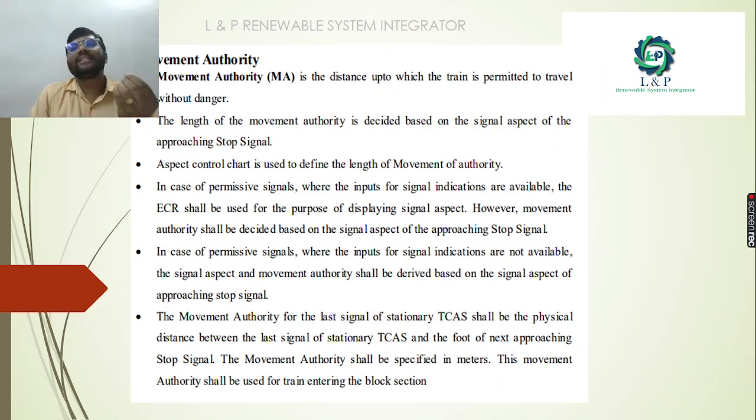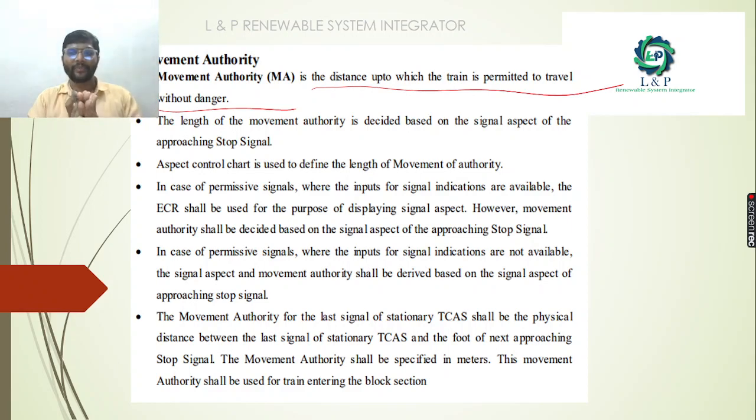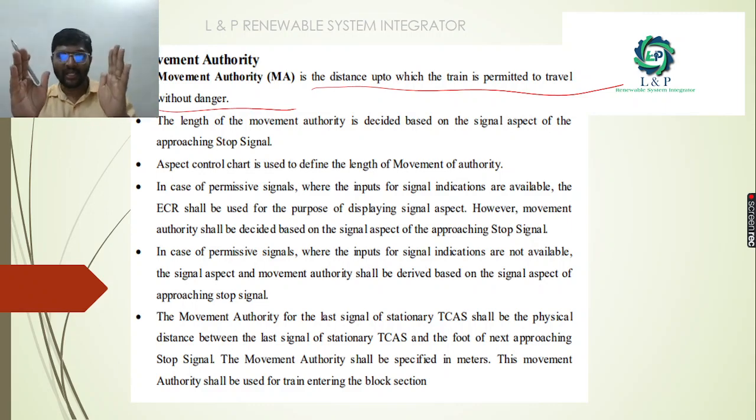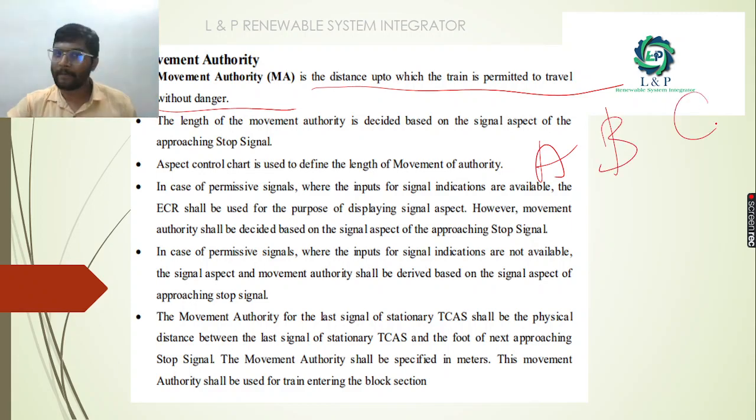Next, what is movement authority? Movement authority is a distance up to which the train is permitted to travel without danger. That is the most important thing. Say for example, we have stations A, B and C. All these are small stations. Consider we have a train coming from station C.